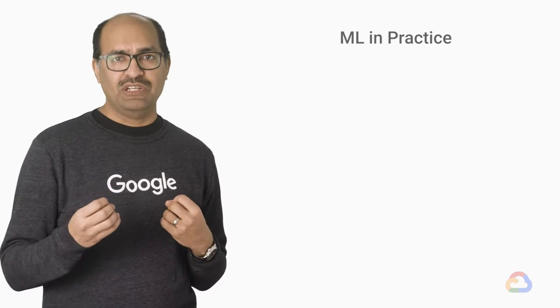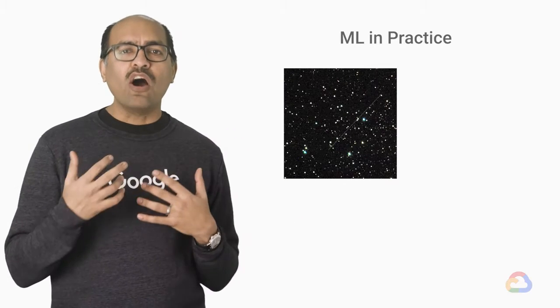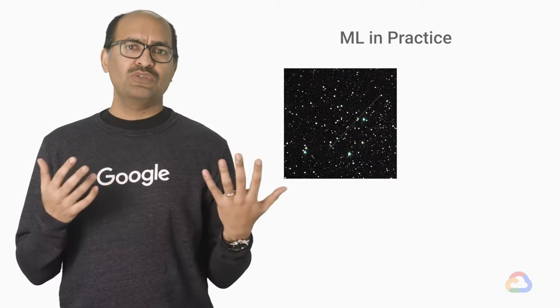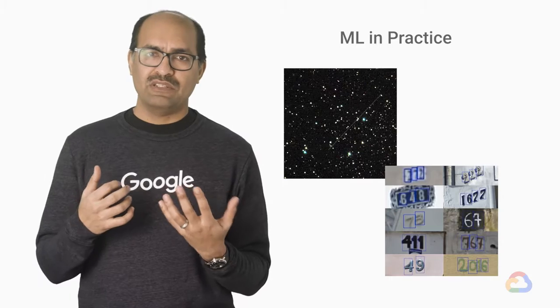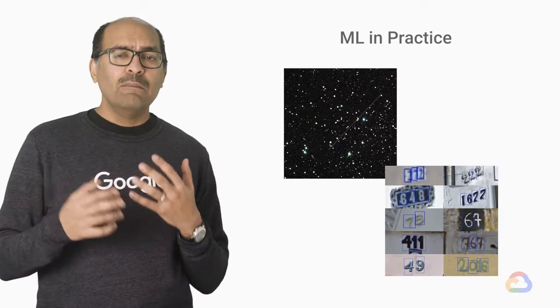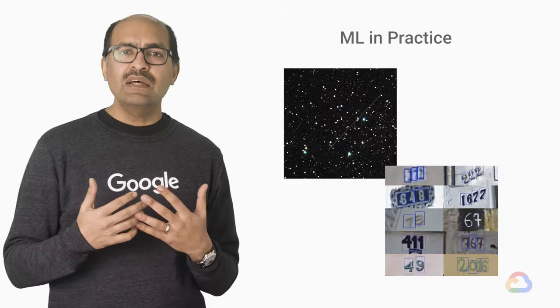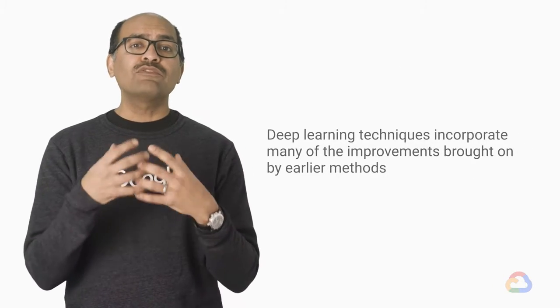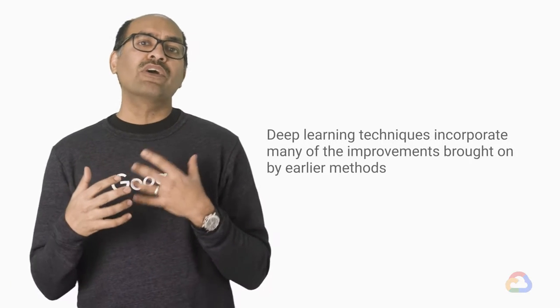So we will start out talking about the historical evolution of machine learning, from its use in applications like astronomy to now where it's used widely in commercial applications to automate many tasks, to augment the way those applications work. For example, machine learning is used to read house numbers from Street View images, to add labels in Google Maps. But while talking about the historical evolution, we'll also describe how deep learning techniques incorporate many of those improvements brought on by earlier machine learning methods like decision trees and random forests.